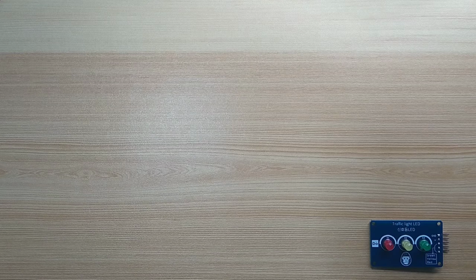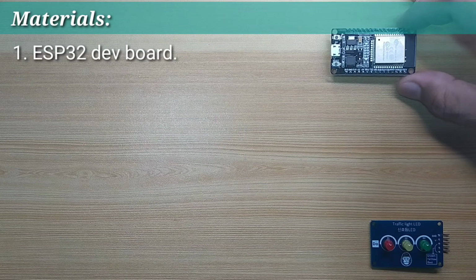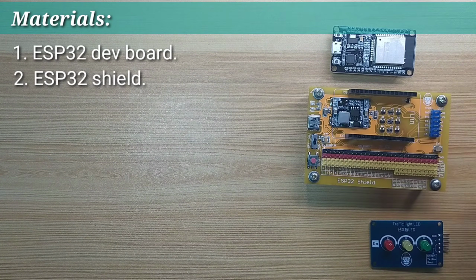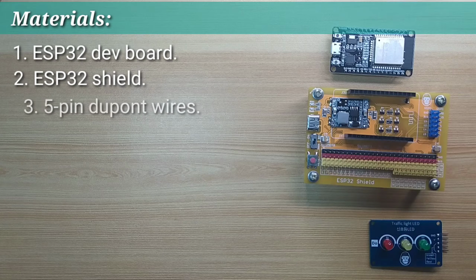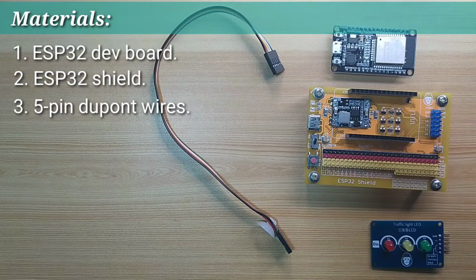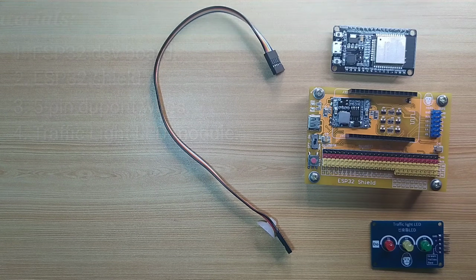For this experiment, we will also be needing the following: an ESP32 development board, a Gorillacell ESP32 shield, a 5-pin DuPont jumper wire, and of course, the traffic light LED module.